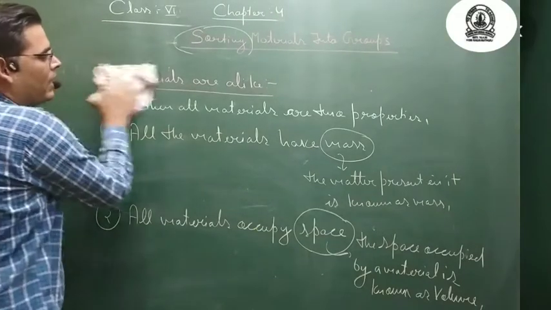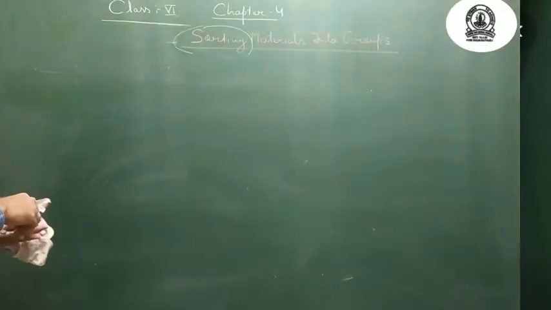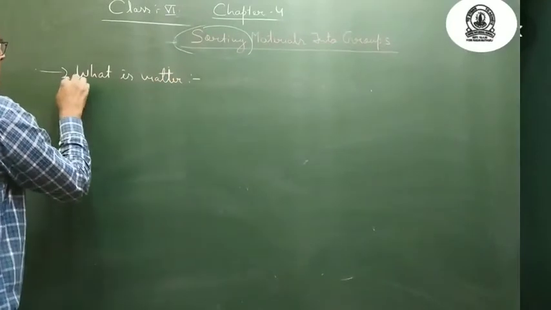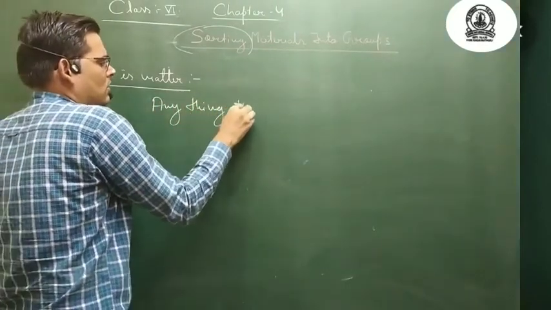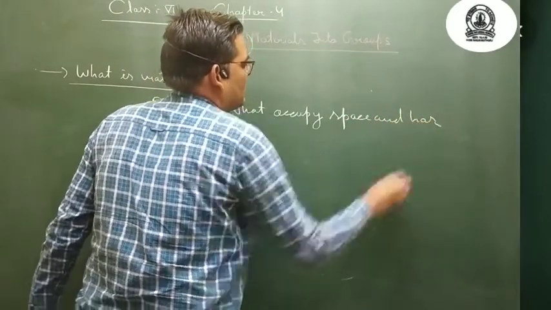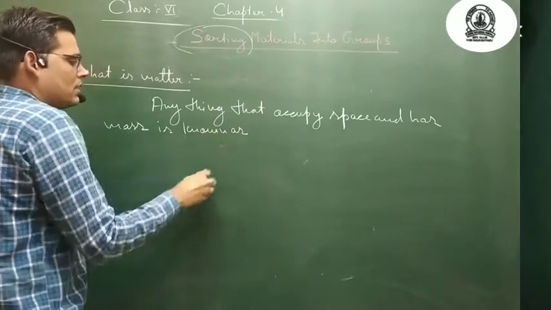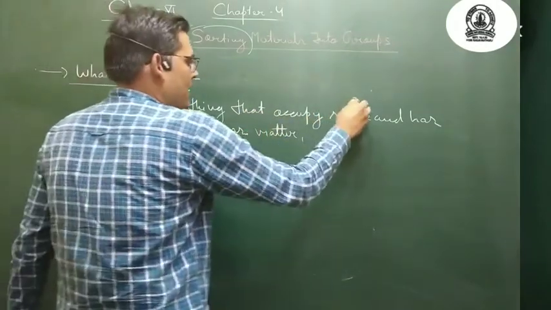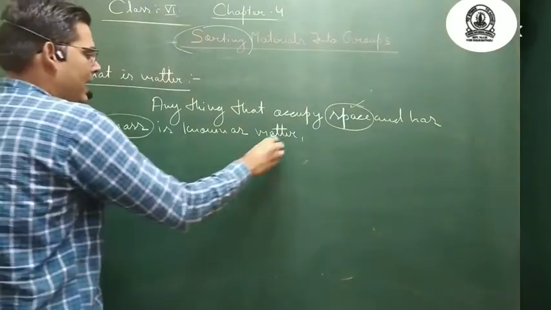On the basis of this, we can define matter. So what is matter? Matter can be defined as anything that occupies space and has mass. We call that thing matter. So on the basis of these properties, first space and second mass, all things can be divided into two groups.